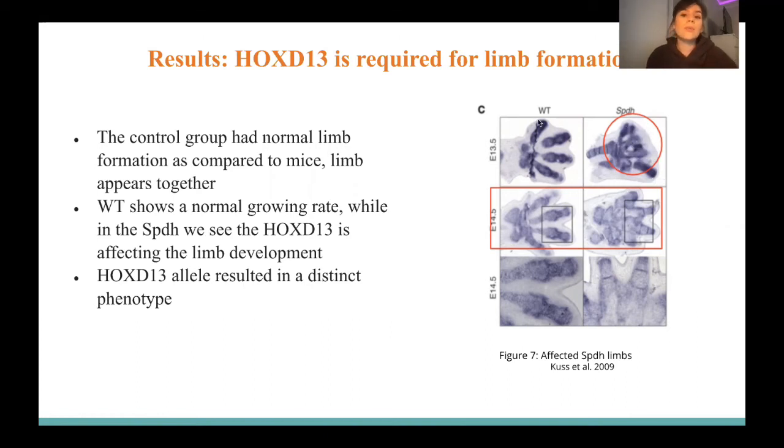And then in the wild type, we see normal growth. The wild type shows a normal growing rate, while in the SPDH, we see the HOX13 is affecting the limb development. The HOX13 allele resulted in a distinct phenotype, right? Just like referring to the thumb.